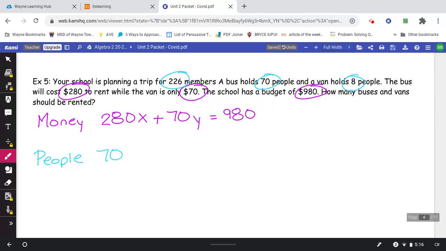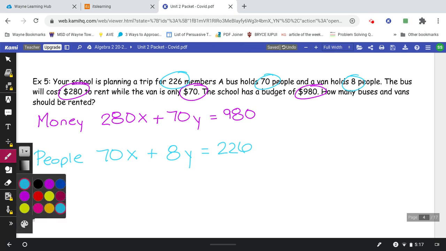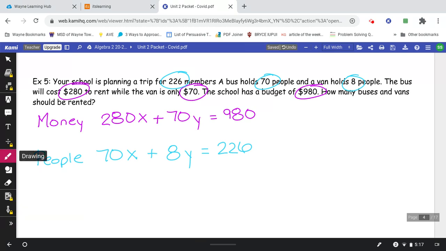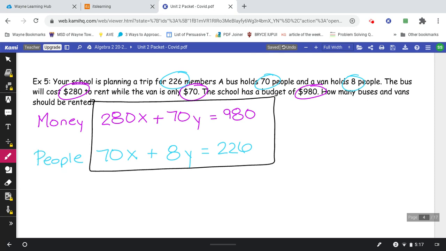So 70 people on the bus. Remember, we called the bus the X, plus 8 people in the van equals your total of 226 members. All right, those numbers are pretty big. So for today, we're just going to go ahead and call that our answer. We're not going to actually solve it all the way through. We've already solved enough all the way through. Just make sure that you're able to write those equations on your own.